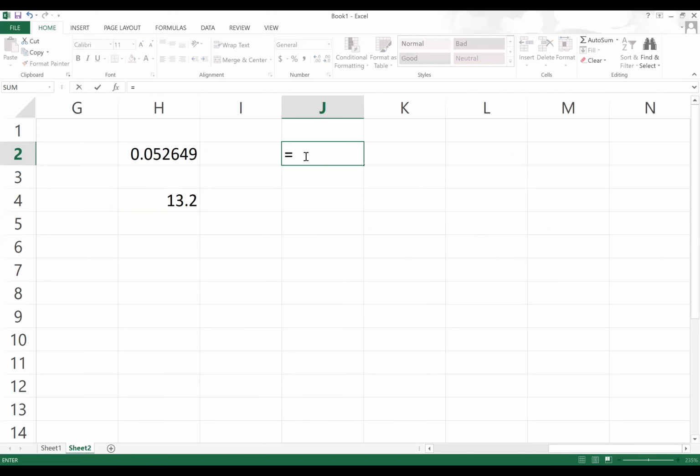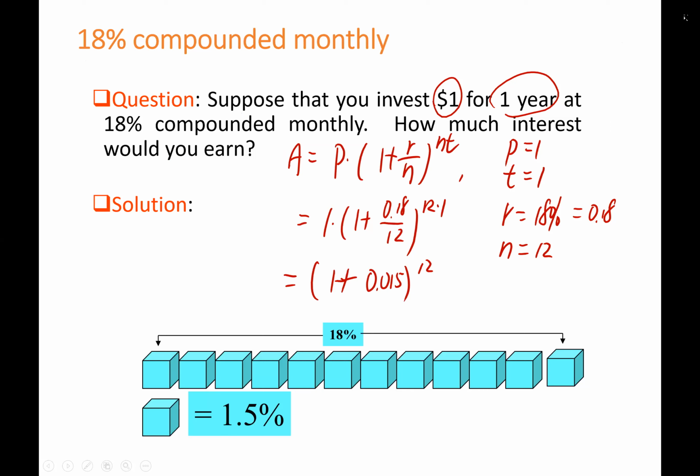So this is going to be 1 plus 0.015 raised to the 12th power. Let's run it to 3 decimal places. It turned out to be 1.196. So the ending balance in this account will be approximately $1.196.